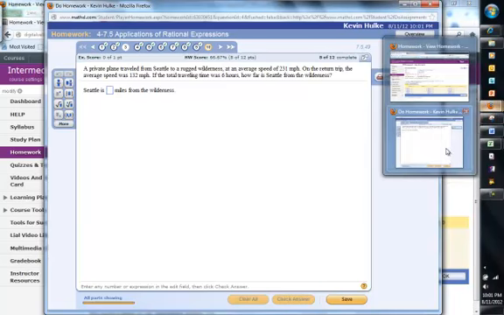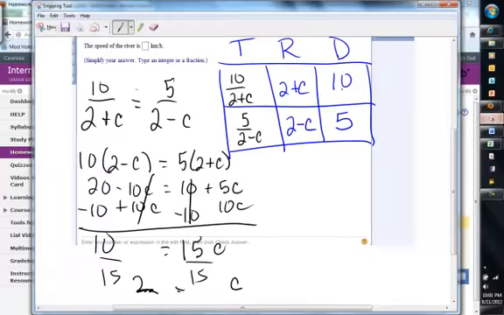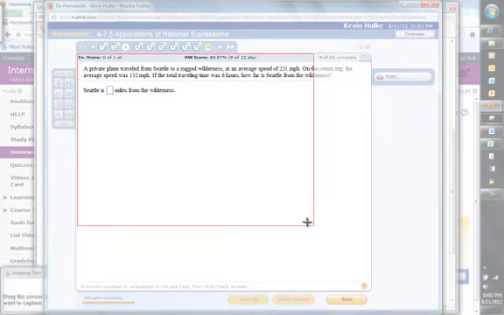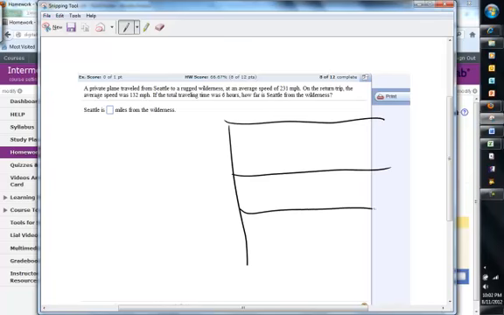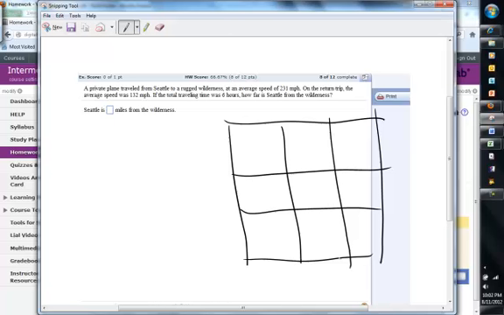So that's whenever you have to find rate or time in these kind of problems, you're going to use these rational expressions. A private plane traveled from Seattle to a rugged wilderness at an average speed of 231 miles per hour. On the return trip, the average speed was 132 miles per hour. If the total traveling time was 6 hours, how far is Seattle from the wilderness?